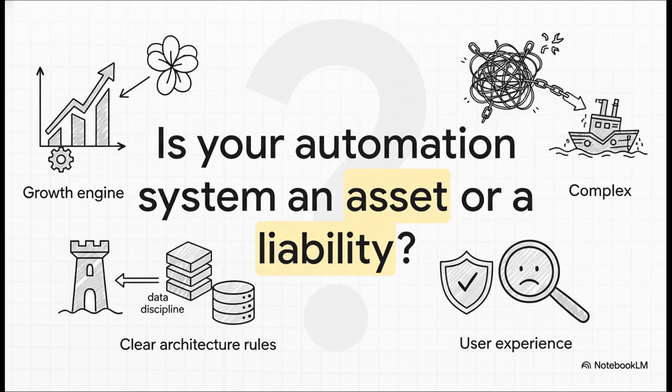So as we wrap this up, we're really left with this big question. A powerful system, like the one we've just picked apart, can be your company's greatest growth engine. But without a clear architecture, without data discipline, and without a focus on the user experience, it can very quickly become a complex liability that holds you back. The difference, as we've seen, is always in the details.